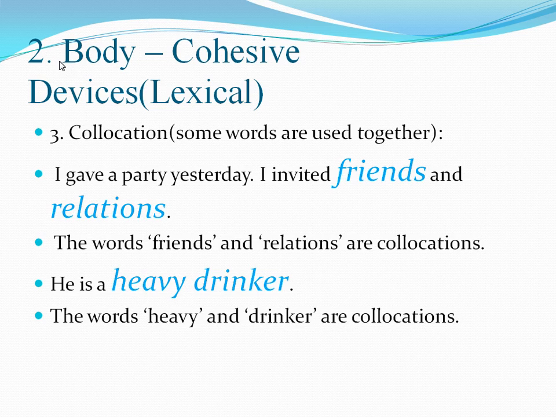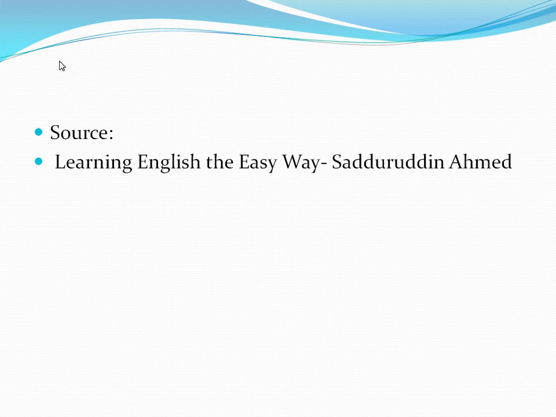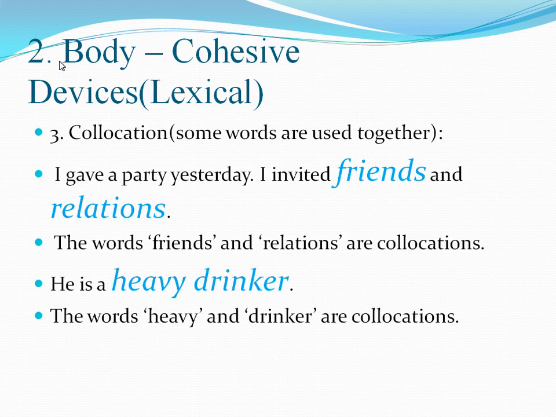And also collocation. Some words are used together. I gave a party yesterday. I invited friends and relations. Friends and relations, this is collocation. The words friends and relations are collocations. Relatives, same, friends and relatives you can say. You can say friends and family members. You can say family friends, family members and neighbors. These are the collocation. That means two synonymous words, friends, family members, you can use.